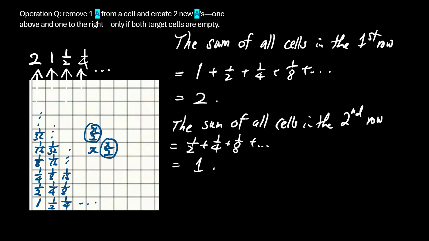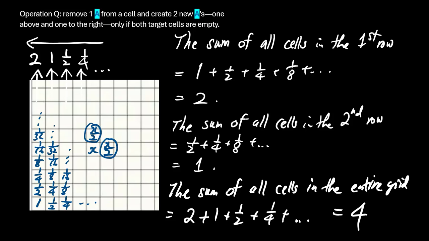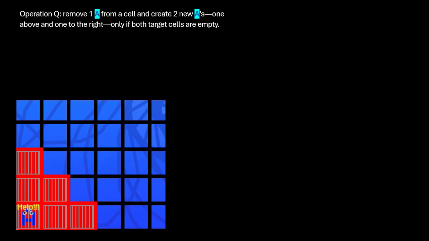So the total grid value is 2 plus 1 plus 1/2 plus 1/4 plus 1/8. This geometric series adds up to 4. That means no matter how many A's we generate, the sum of their values can never exceed 4. Now back to the puzzle.